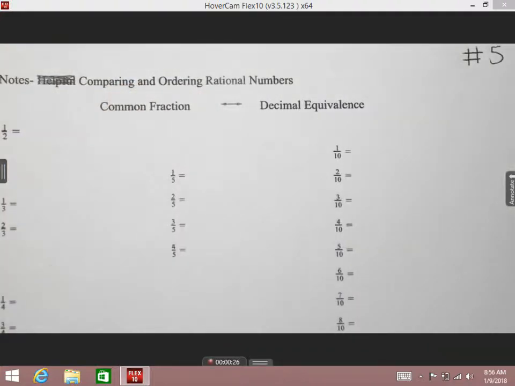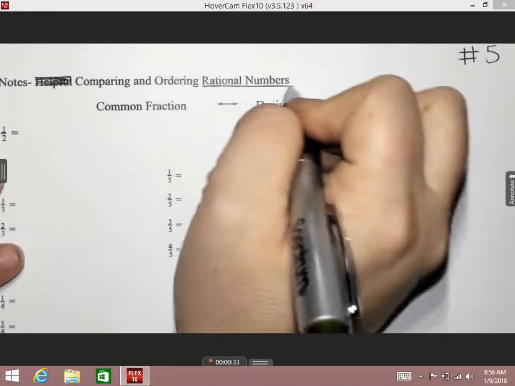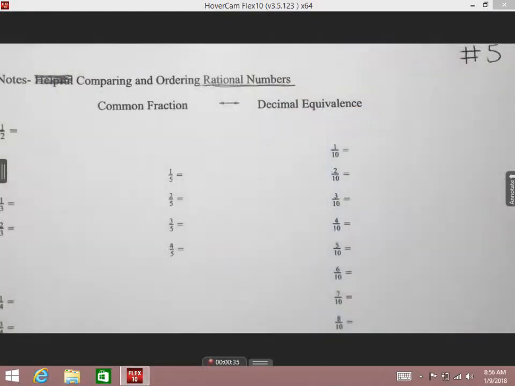All right, so today our notes are on comparing and ordering rational numbers. Now, rational numbers, we haven't defined that yet. All right, we defined integers. Can someone remind me what's an integer? Cameron? Positive or negative, and it's important that an integer is a positive or negative whole number.